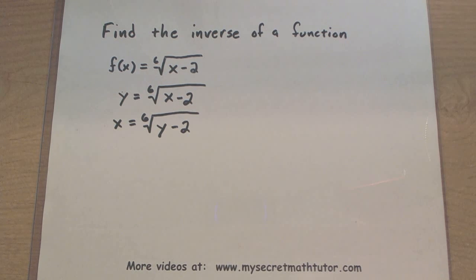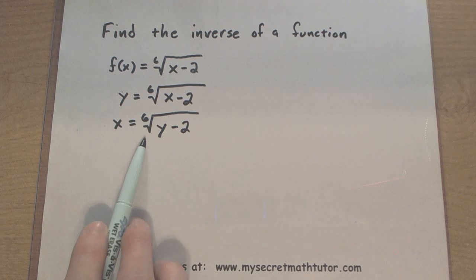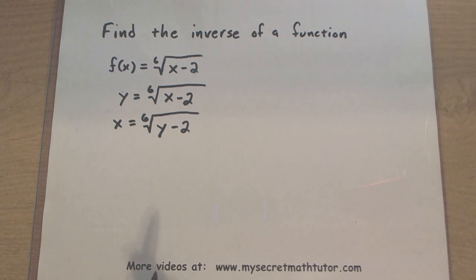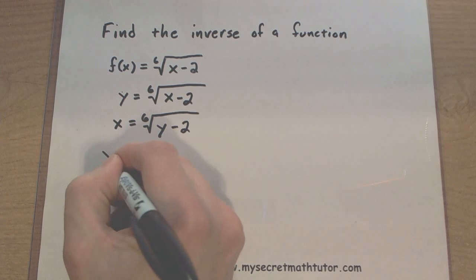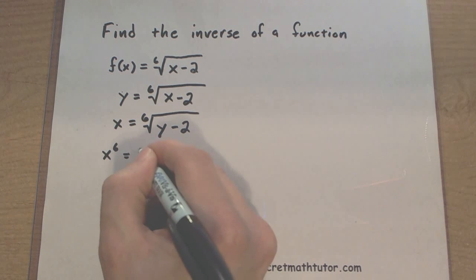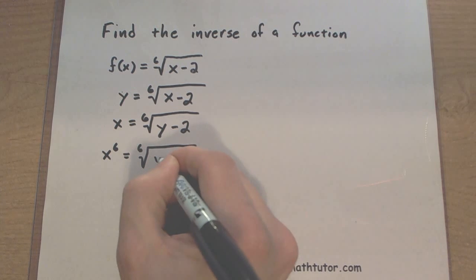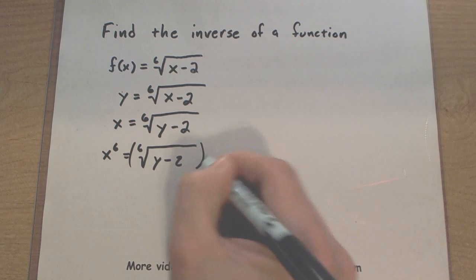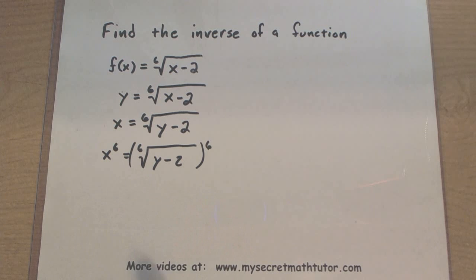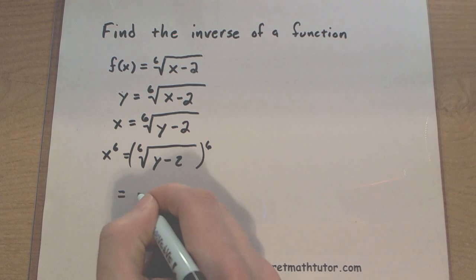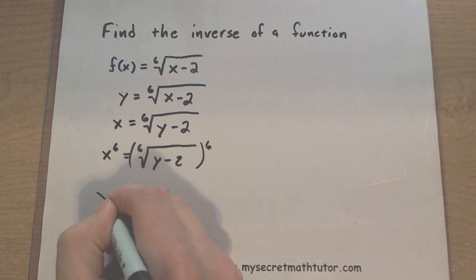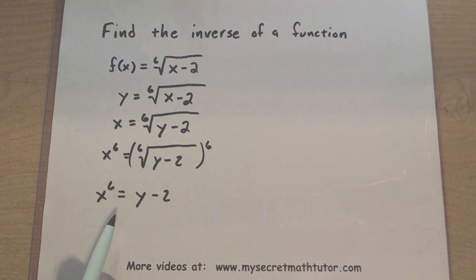Now from this step, we want to start solving for y. This means we start to get a lot of these other things off to the other side. So I want to move the 6th root to the other side. The only way I can do that is to raise both sides to the 6th power. Okay, and what that will do on the right side is take care of our root. So x to the 6th is equal to y minus 2.